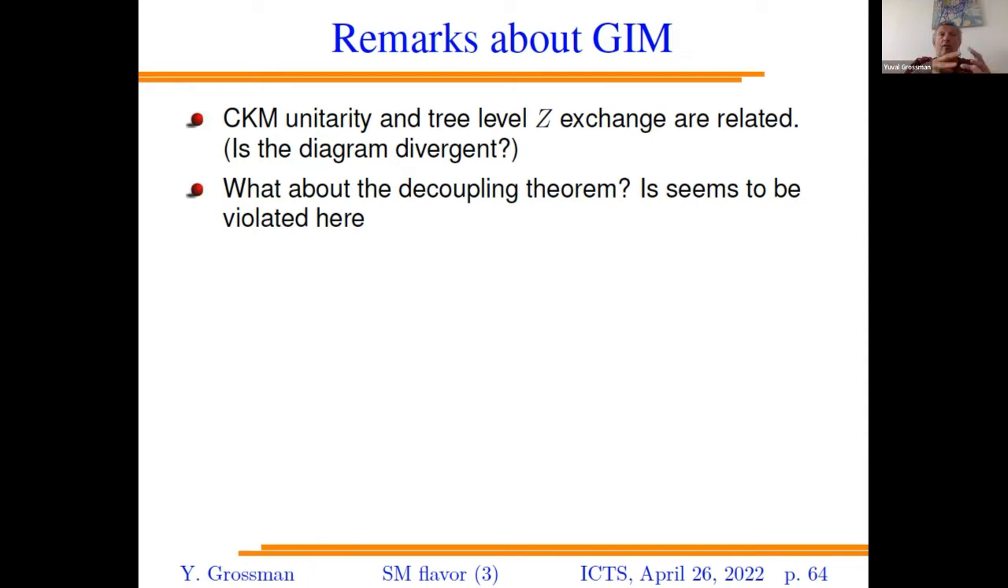So the point I'd like to make here is that with the GIM mechanism, you have to be very careful when you add more quarks to the standard model. When you have a tree-level Z exchange, then you also have to be very careful about what's happening at one loop, okay? When you do things at tree level, it affects you at one loop very dramatically.